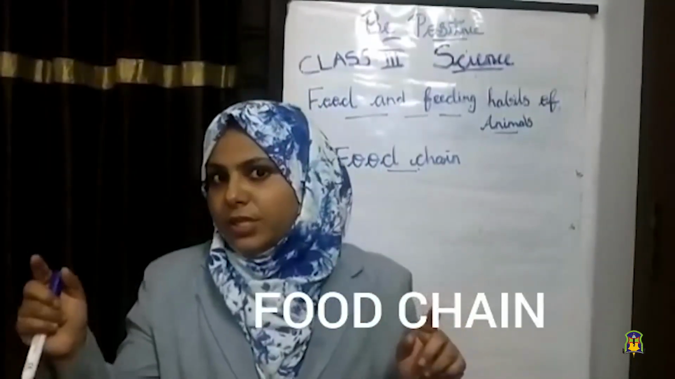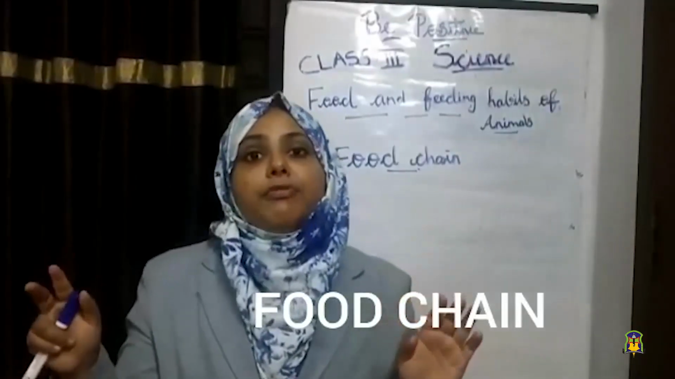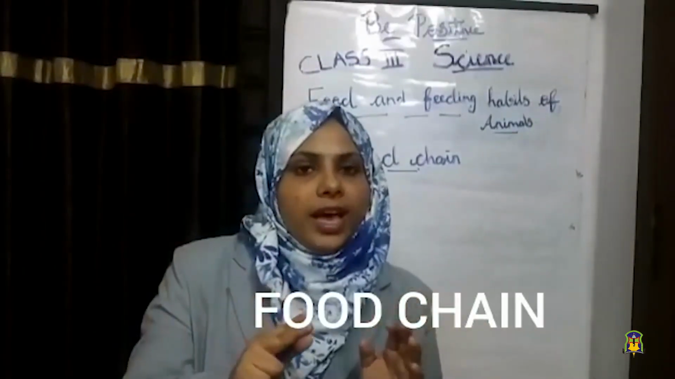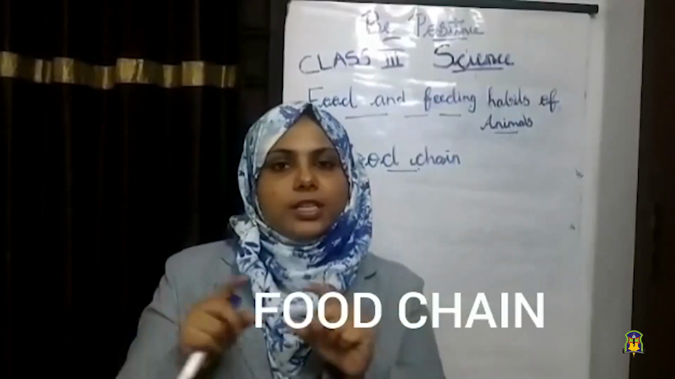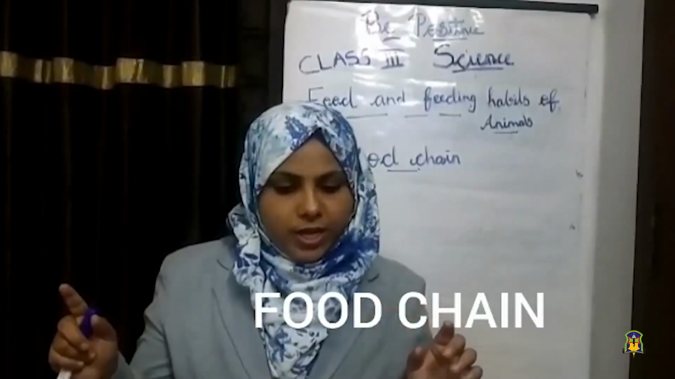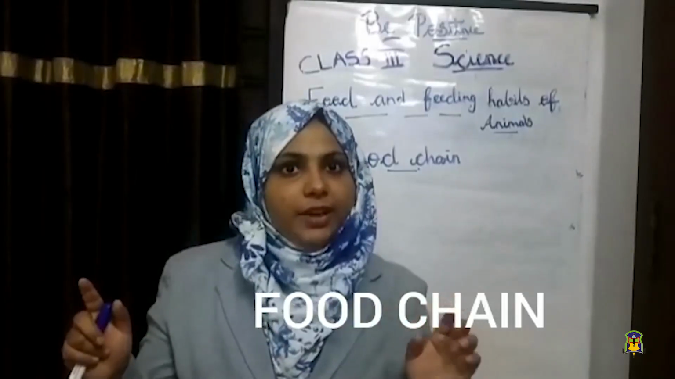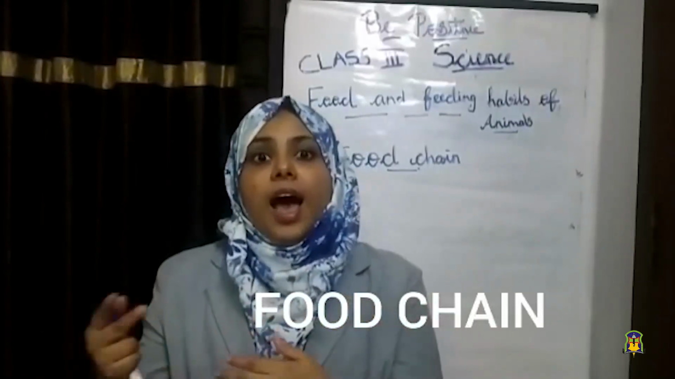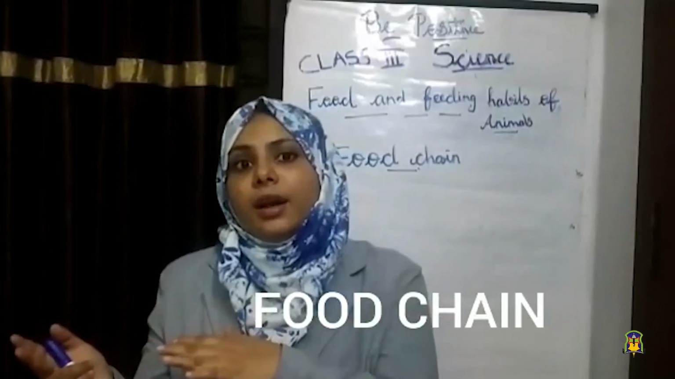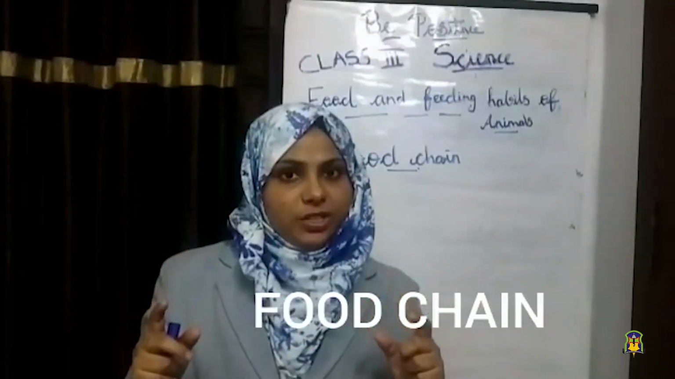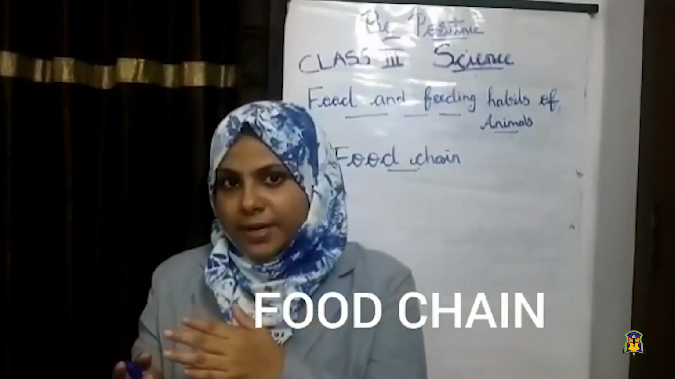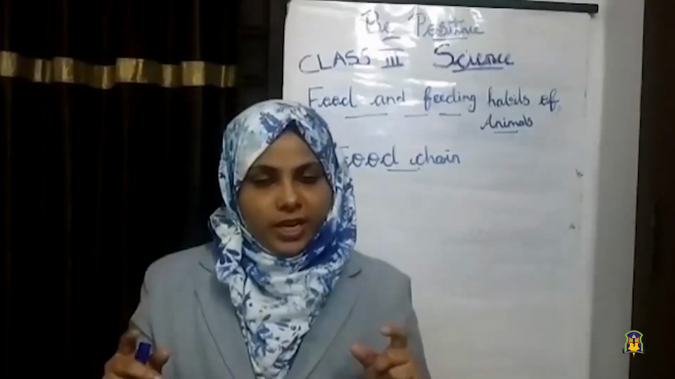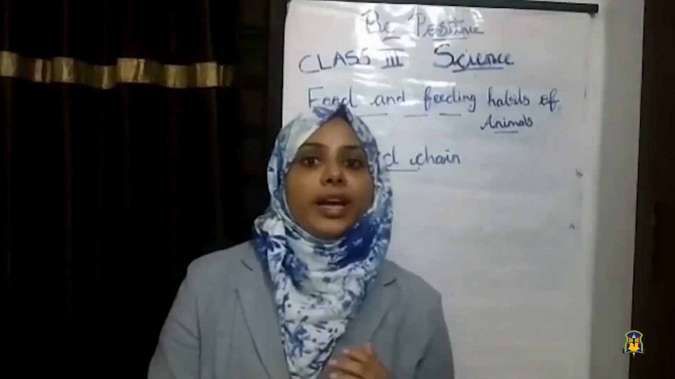Who is in the first position? Yes, plants. Every food chain starts with the plants because plants are the producers. All the animals depend on plants for food. So what is a food chain? A food chain is a chain which shows how plants are eaten by animals and these animals are eaten by other big animals. This is a food chain.